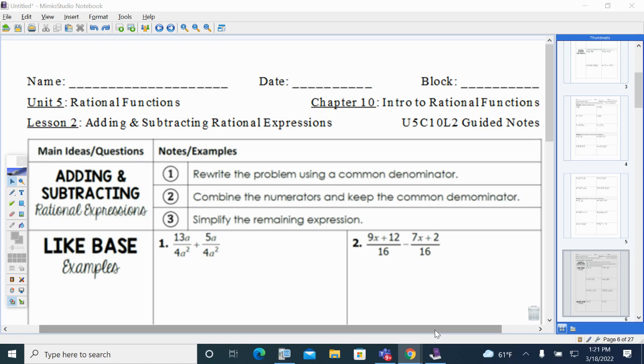Number 1 is to rewrite the problem using a common denominator. Secondly, we're going to combine the numerators and keep the common denominator. And then thirdly, we're going to simplify the remaining expression.